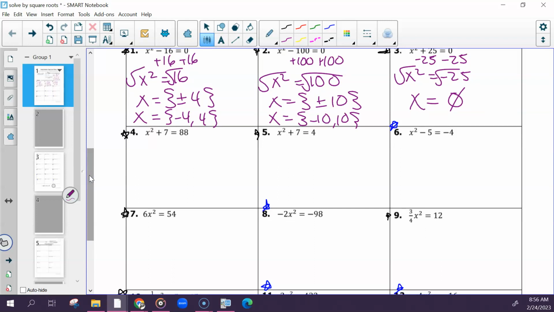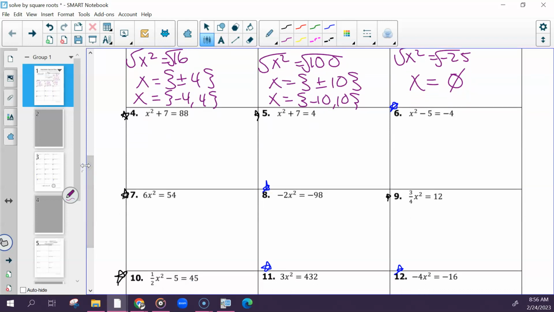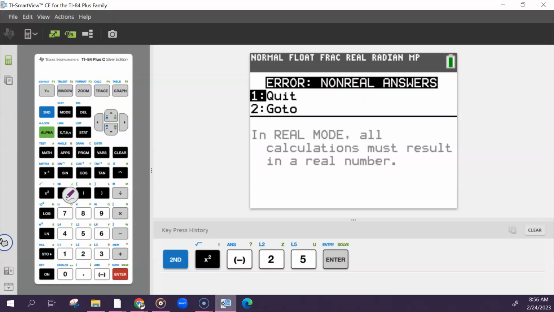Let's do some more. Number 4. Now it's a little different. Same process though. Get x squared by itself, subtract the 7. Most of these will come out to a nice number. Some of them will not. We will deal with that in a second. What would your answer for this be? Negative 9 and 9. It's right above the x squared, so second x squared.